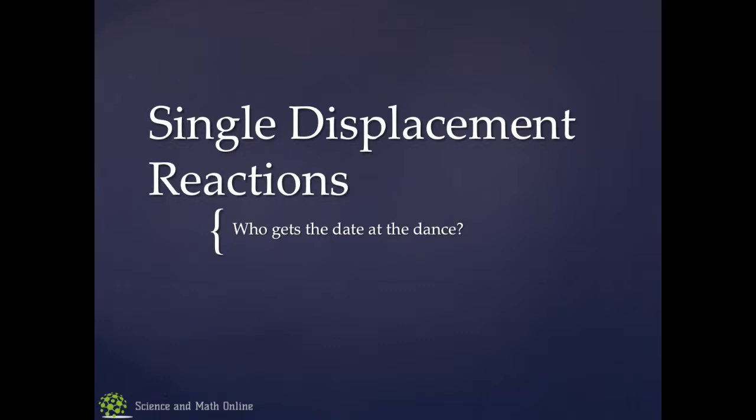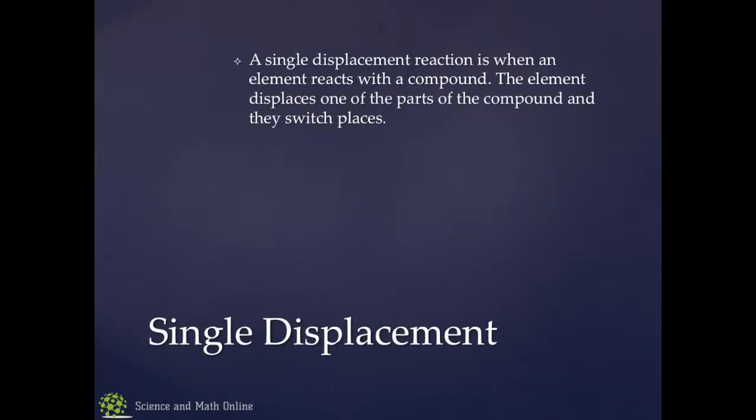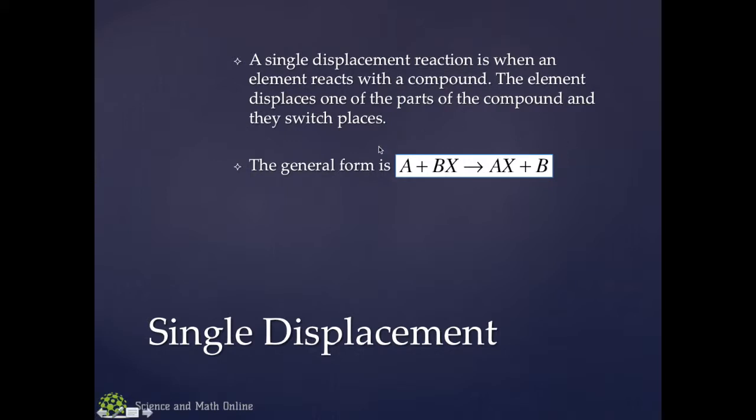All right, our next type of reaction is called single displacement reaction or single replacement. I've seen it said both ways. The who gets the date to dance part, we'll come to that in a moment. In a single displacement reaction, an element reacts with a compound, and the element somehow displaces part of the compound and they switch places. So A comes along and kicks B out and takes B's place, and then B's by itself.